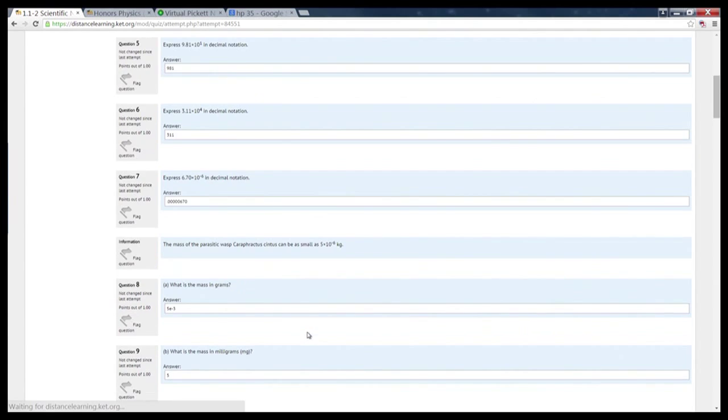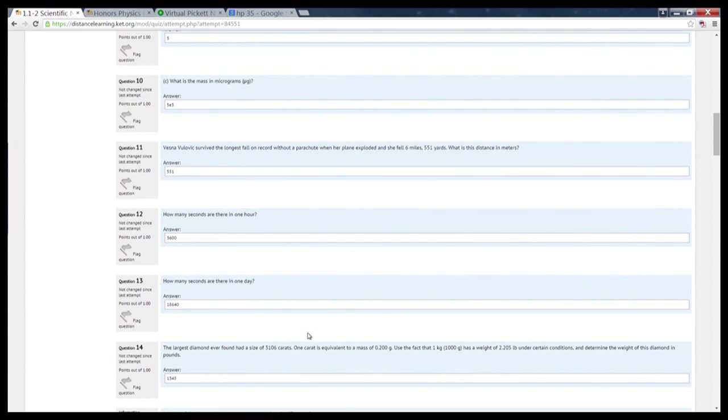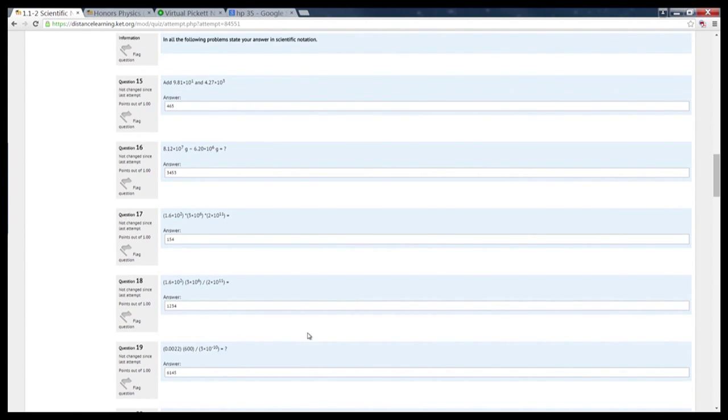Okay, now these are Sally's answers here, and they may or may not be right. Now look at this problem right here: 1.6 times 10 squared times 3 times 10 to the 6 times 2 times 10 to the 11th. You should be able to do that problem in your head, even without the paper.